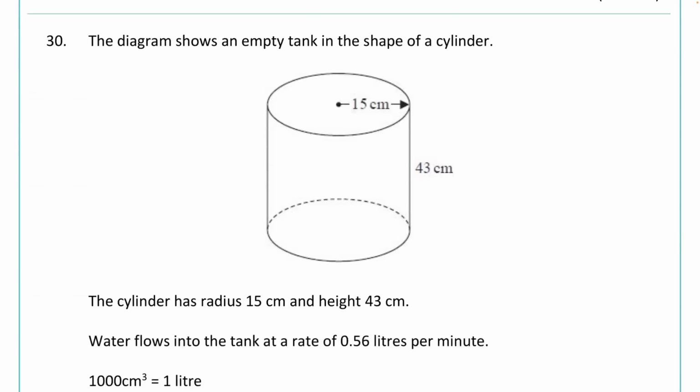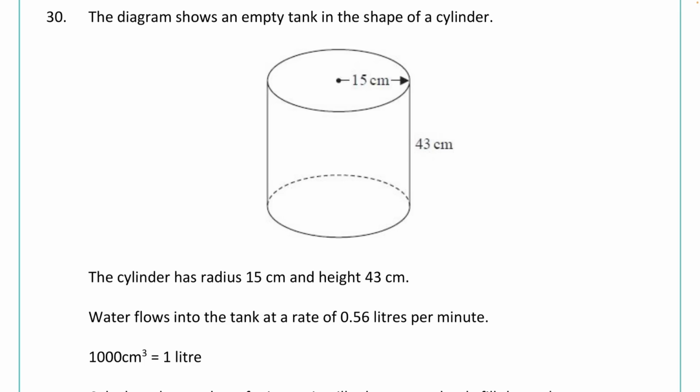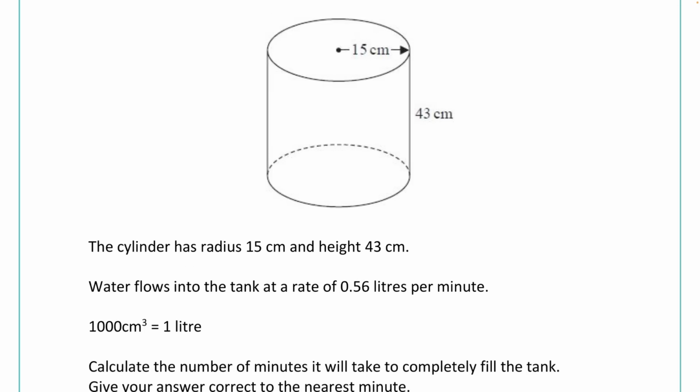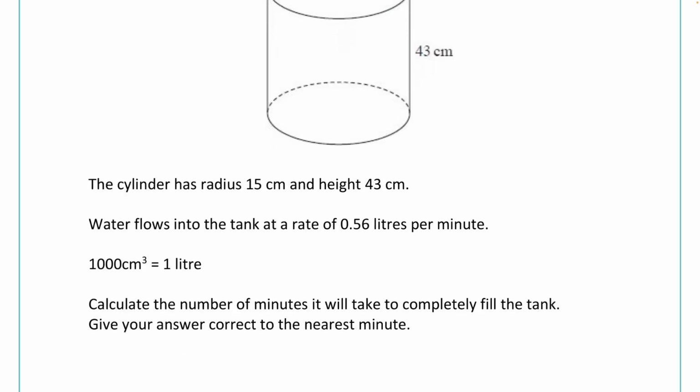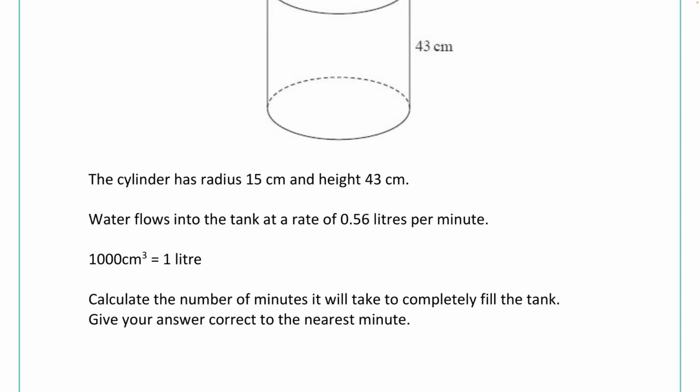Now we have some volume of a cylinder. Now it says here, this shows an empty tank in the shape of a cylinder. The cylinder has a radius of 15 and a height of 43. Water flows into the tank at a rate of 0.56 litres per minute, and then it tells us that 1000 centimetre cubed is equal to 1 litre. Now this is a conversion that you do want to learn. Sometimes you might be given it, sometimes you might be not. So do learn this conversion here, 1000 centimetre cubed is equal to 1 litre.